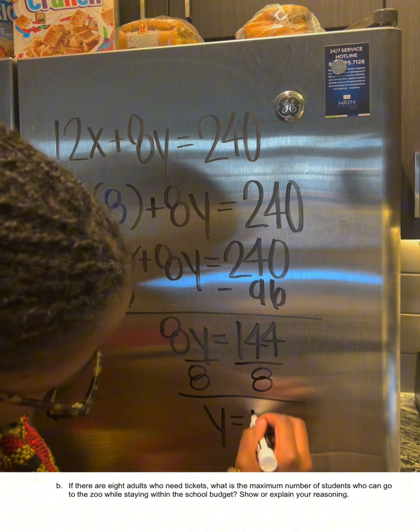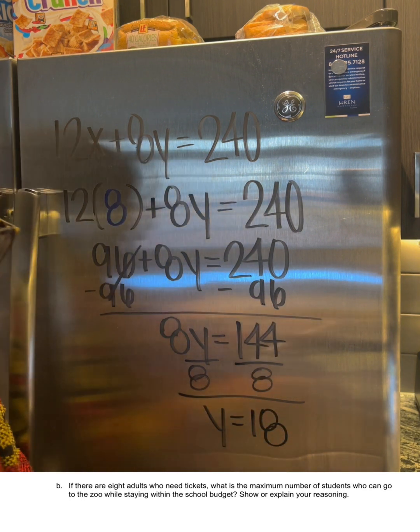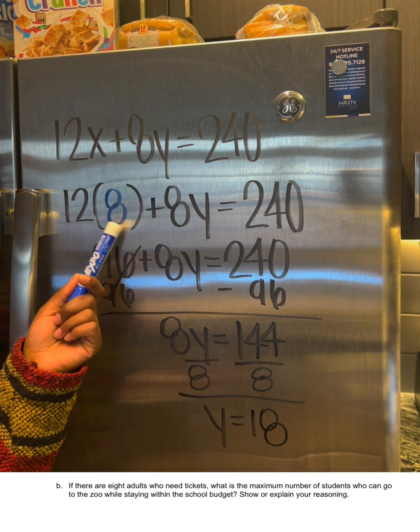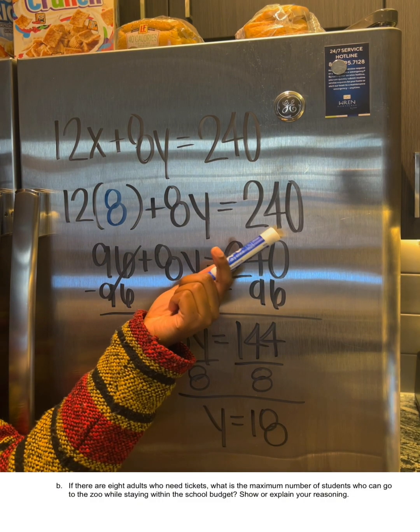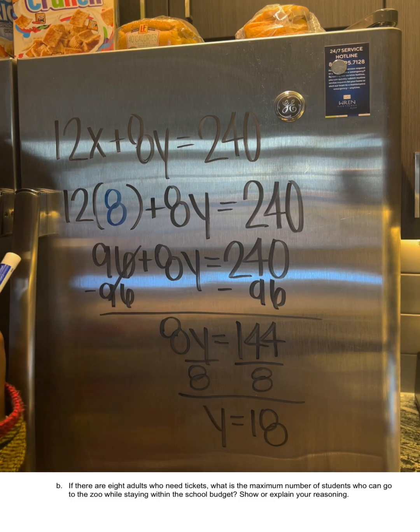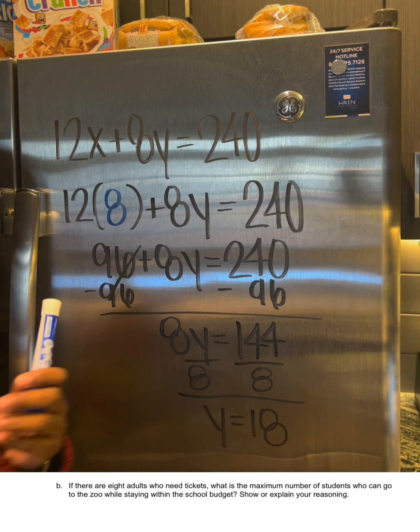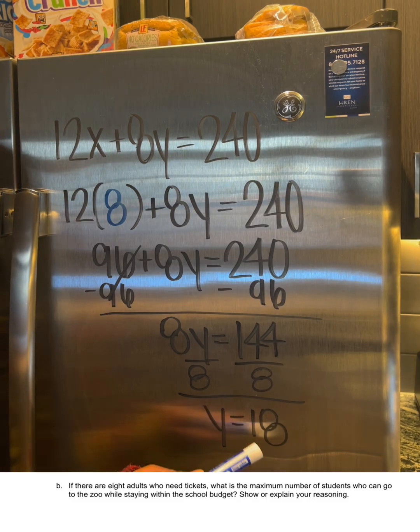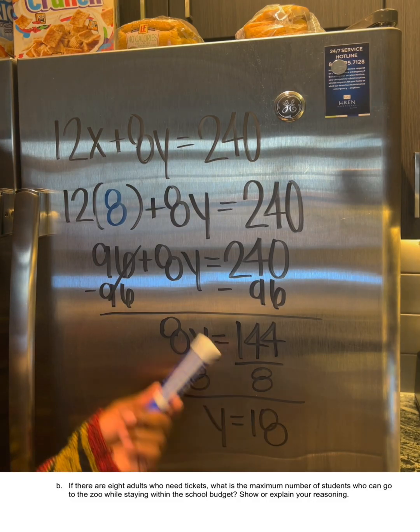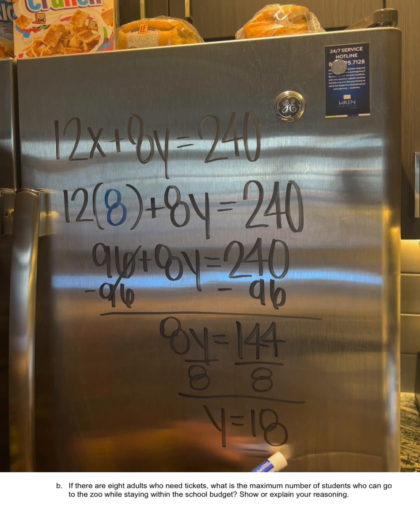Y equals 18. Okay? So that's saying if 8 adults go to the zoo, only 18 kids can go, and we still can only spend $240. If any more than 18 go, we're going above 240 and we don't have the money, we're going to be washing dishes. You explain or show your reasoning. When you plug in 8, Y is 18. That's your explanation, just like that.